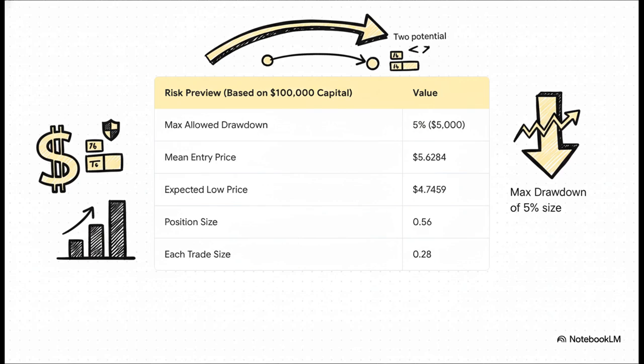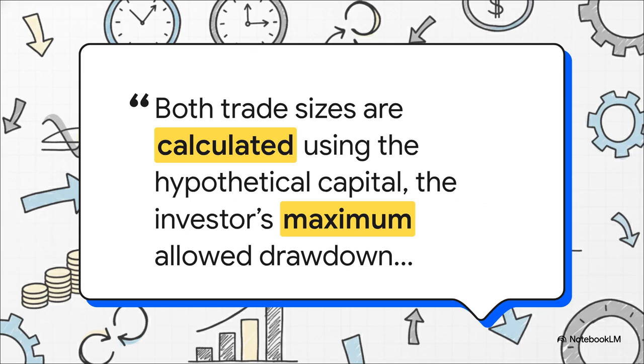To put this into perspective, let's look at a risk preview. Using a hypothetical $100,000 of capital and a max drawdown of 5%, a specific trade size is calculated. For each of those two potential entry points, the trade size comes out to 0.28. Now, what's really interesting is how the model codifies this calculation. The documentation states explicitly, and I'll quote it directly for you: both trade sizes are calculated using the hypothetical capital, the investor's maximum allowed drawdown, the third triangle domain percentage, the risk coefficient, and the contract size.